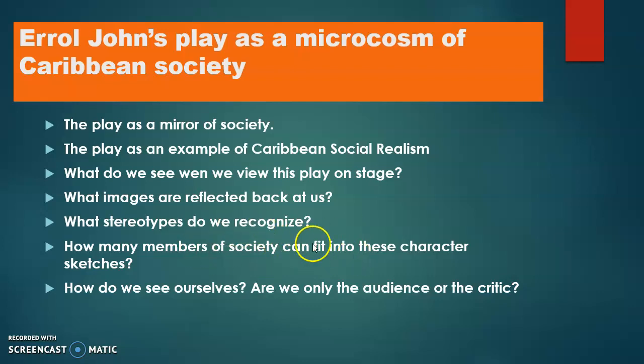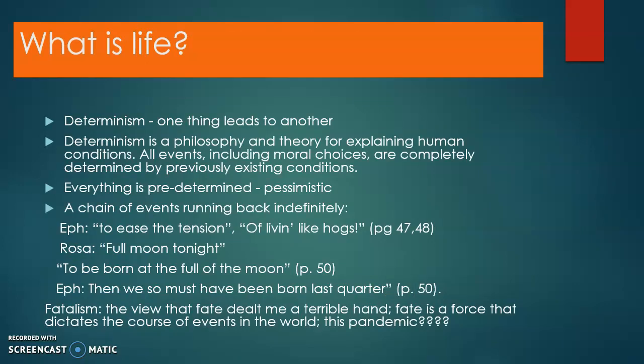How many members of society can fit into those character sketches that Errol John has given to us? How do we see ourselves? Are we only the audience? Are we only the critic? And so, as we look at social realism, we get to the point where we ask, what is life?